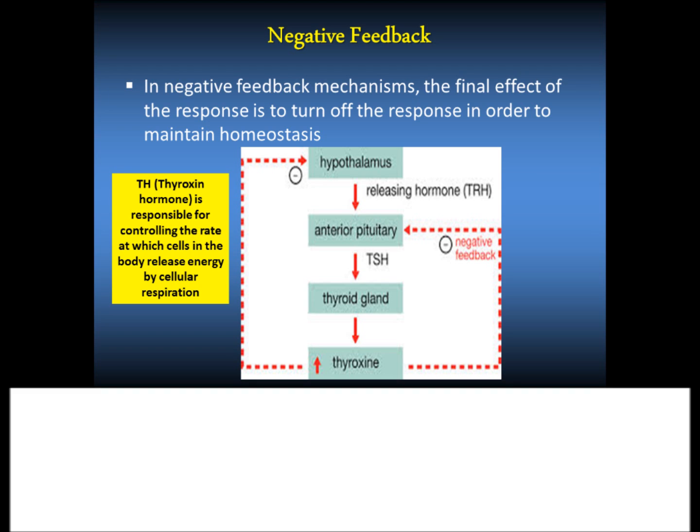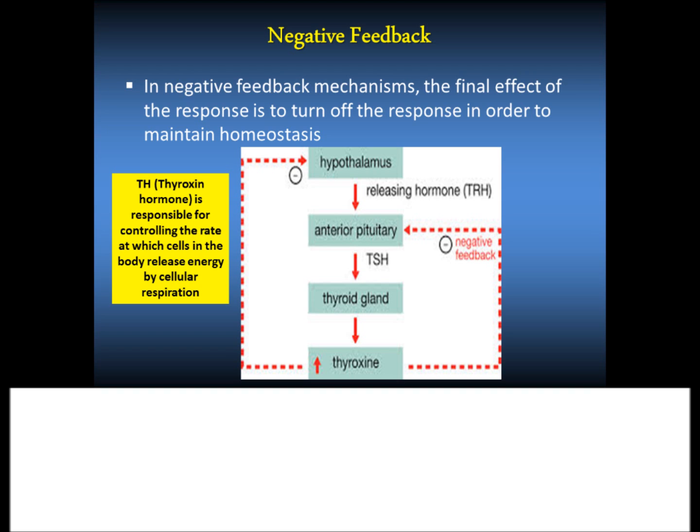So the hypothalamus will release the first hormone known as TRH. This TRH is going to go to the pituitary gland and stimulate it to secrete another hormone known as TSH. This TSH hormone will then travel in the circulatory system, go to the thyroid gland, and stimulate it to produce and secrete the hormone thyroxine. Now, thyroxine is the final effect of the response.